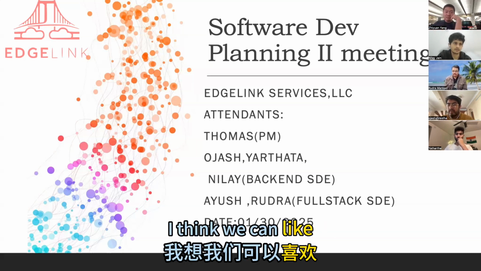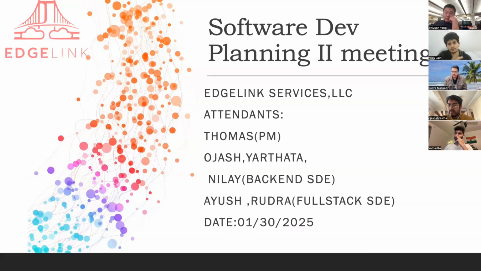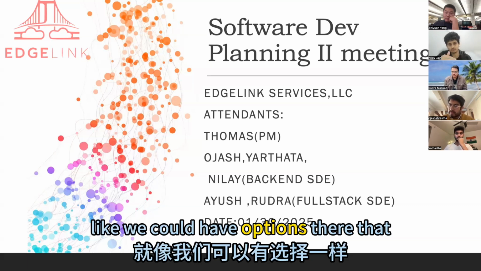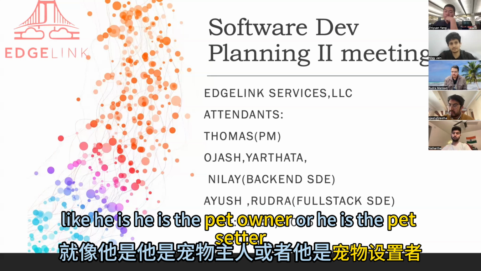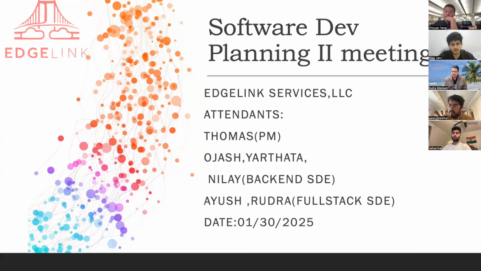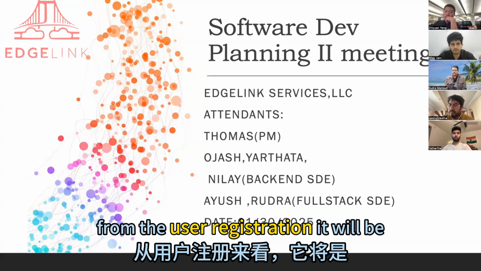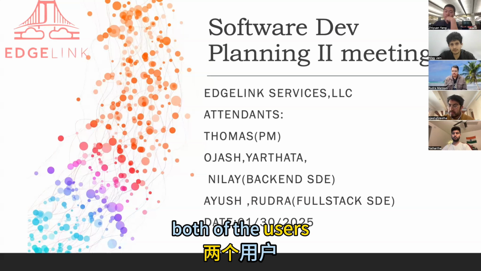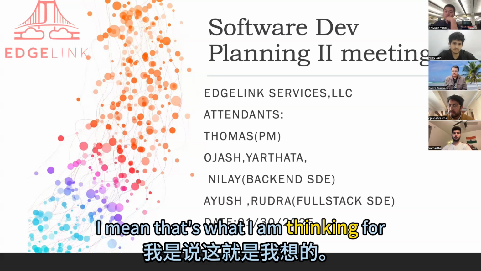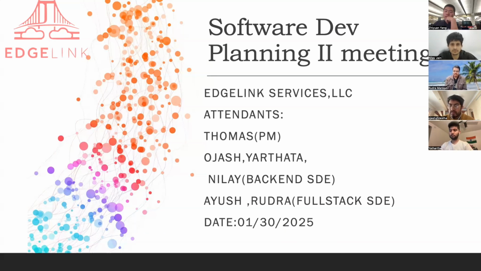I think we can bifurcate during the registration part itself. We could have options there where a user could select whether he is the pet owner or the pet sitter, right? So there could be that option, and from the user registration it will be bifurcated, and then we could have the same login page for both of the users. That's what I'm thinking, as part of the overview. Yeah, I agree with you.